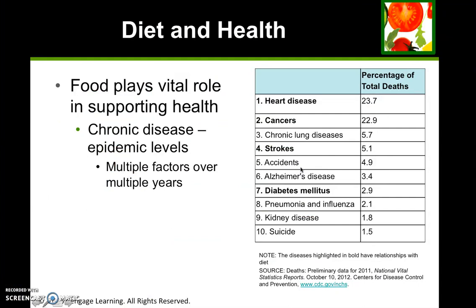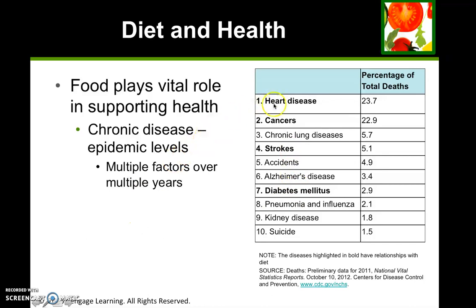Now, food plays a vital role in supporting our health and affecting our risk of chronic disease. As you know, chronic disease is at epidemic levels. They used to be called rich countries' problems, but now chronic diseases are becoming epidemic in developing countries as well. Three out of five deaths worldwide are related to chronic disease. And here are the top 10 causes of death in the United States. As you can see, the ones in bold are diet related: heart disease, cancers, strokes, and diabetes.